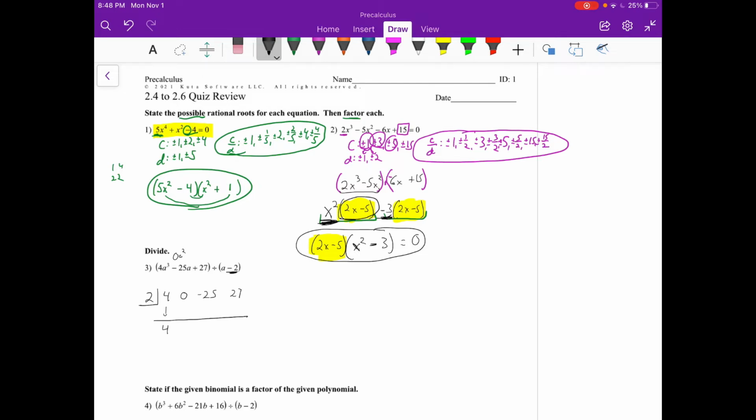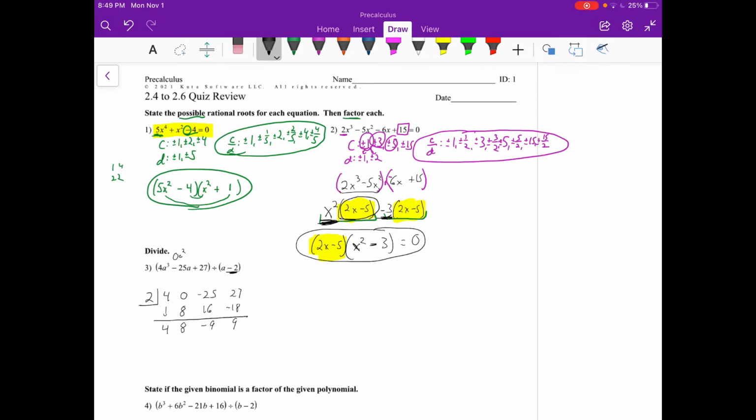So we bring down the 4. 2 times 4 is 8. 0 plus 8 is 8. 2 times 8 is 16. Negative 25 plus 16 is negative 9. And 2 times negative 9 is negative 18. Add those together, we get 9.